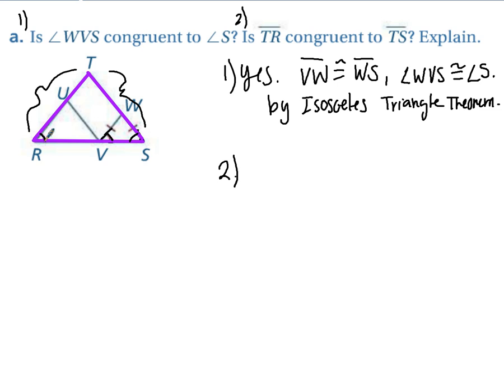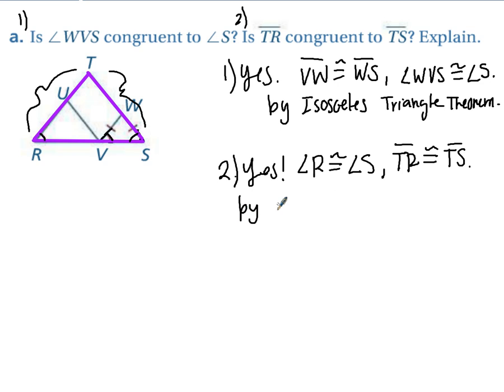then we know by the converse that if 2 angles are congruent, then the sides opposite those angles are congruent. So 2 is yes. We know that angle R is congruent to angle S. So that means TR is congruent to TS by the converse isosceles triangle theorem.